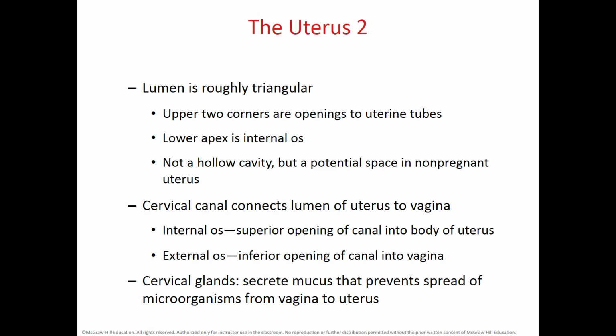Now, within the lower part of the uterus, we have the cervical canal that connects the lumen of the uterus to the vagina. And within this cervical canal, we have the internal os or superior opening, and then the external os or inferior opening that connects to the vagina. Within the cervix, the uterus has cervical glands that secrete mucus that prevents the spreading of microorganisms from the vagina to the uterus.